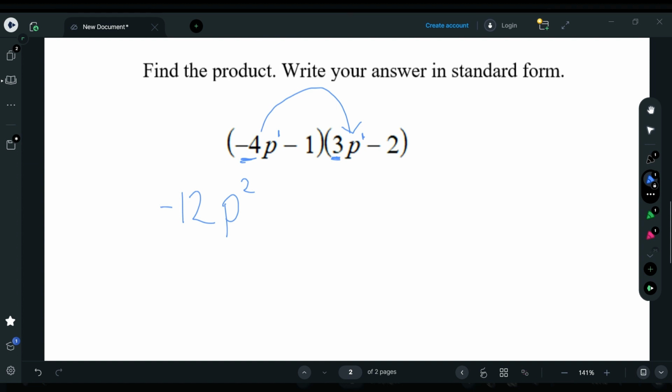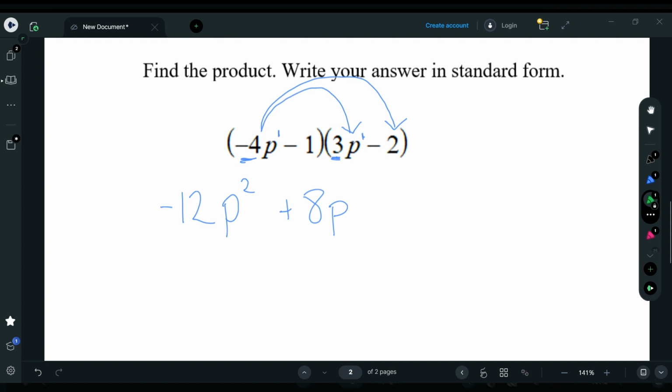Now let's take the same term, the first one in the front, and distribute it to the second one in the back. So here we're going to do negative 4 times negative 2. Negative times negative makes a positive, so that's going to be positive 8. There's a p here, but not one here, so this is just going to remain a p to the power 1.